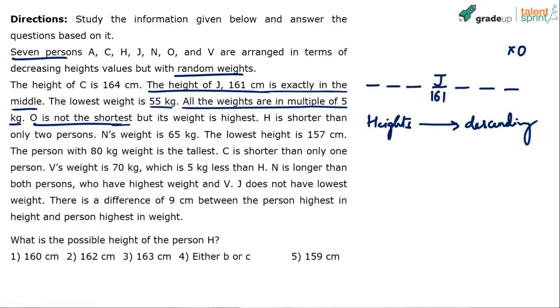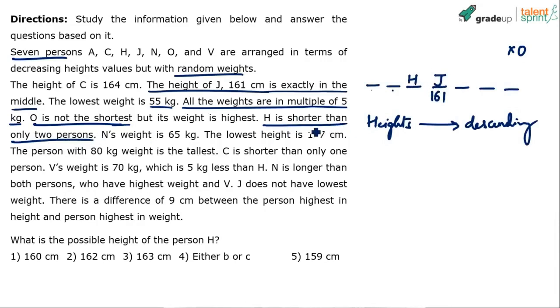Next, H is shorter than only 2 persons. Now these points are important. H is shorter than only 2 persons, which means H has to come in this position. You have arranged the persons in decreasing order of their heights. So if you put H in this position, H will be shorter than number 1 and number 2, the only 2 persons whom H is shorter than. Otherwise, H is taller than all the other persons.